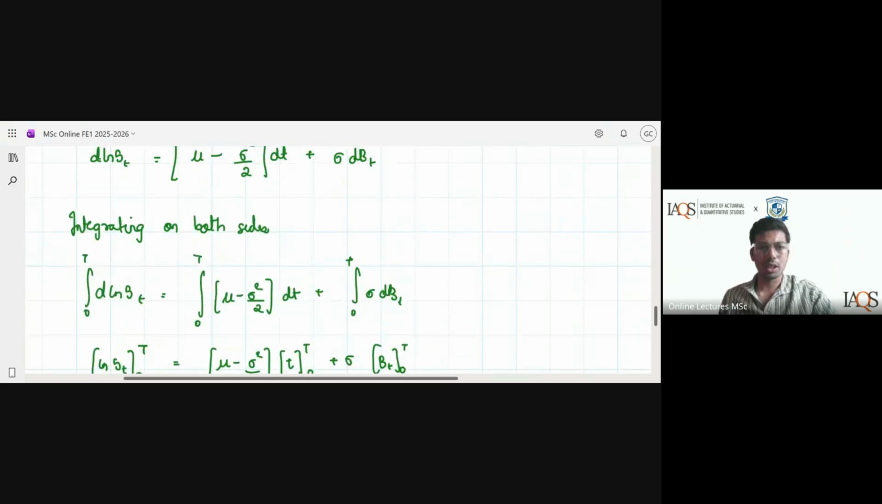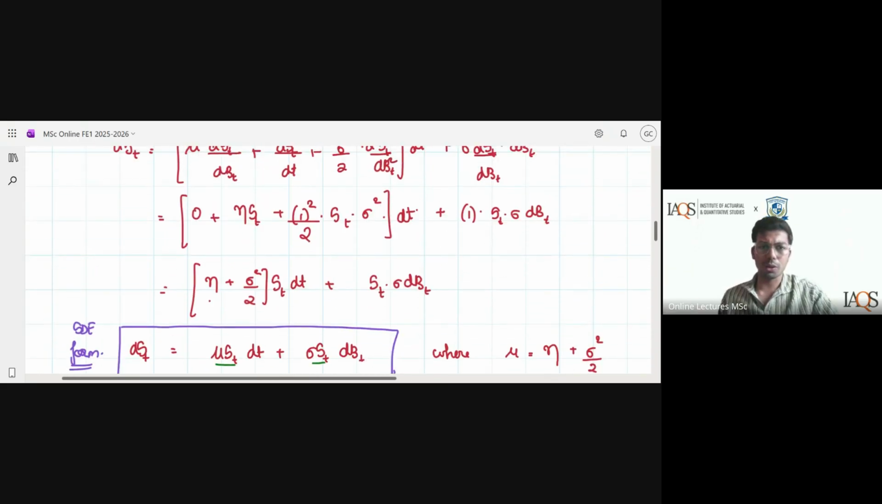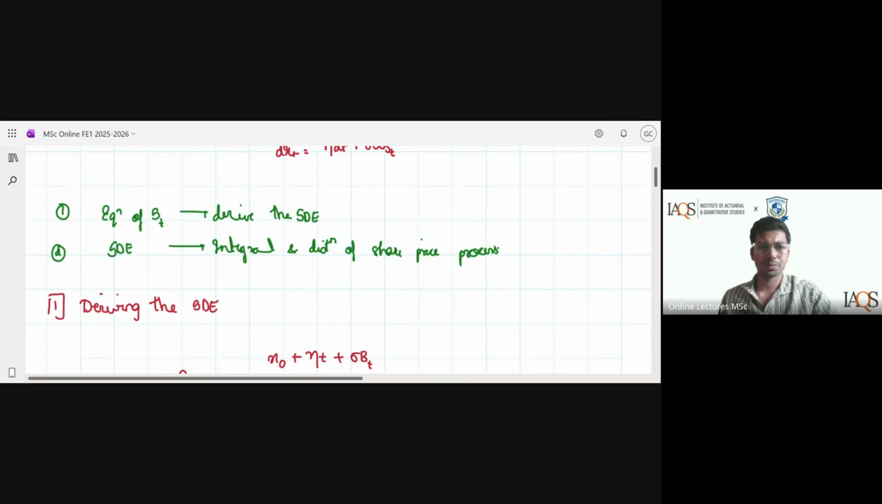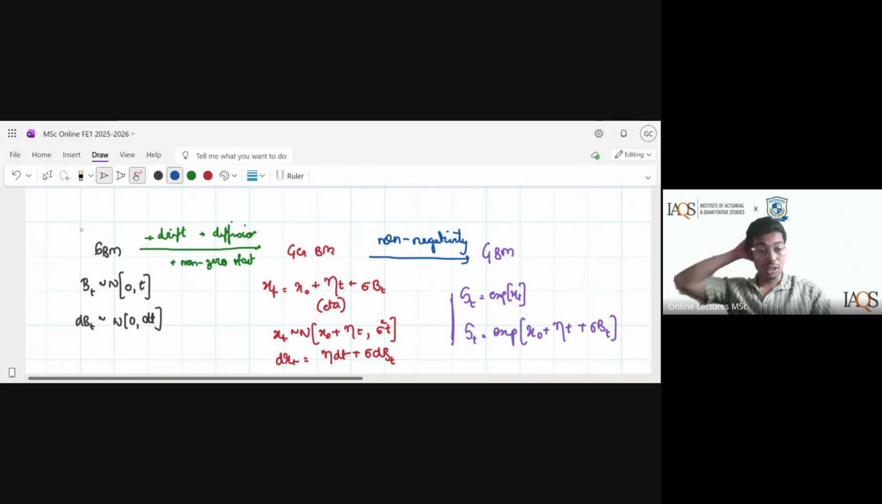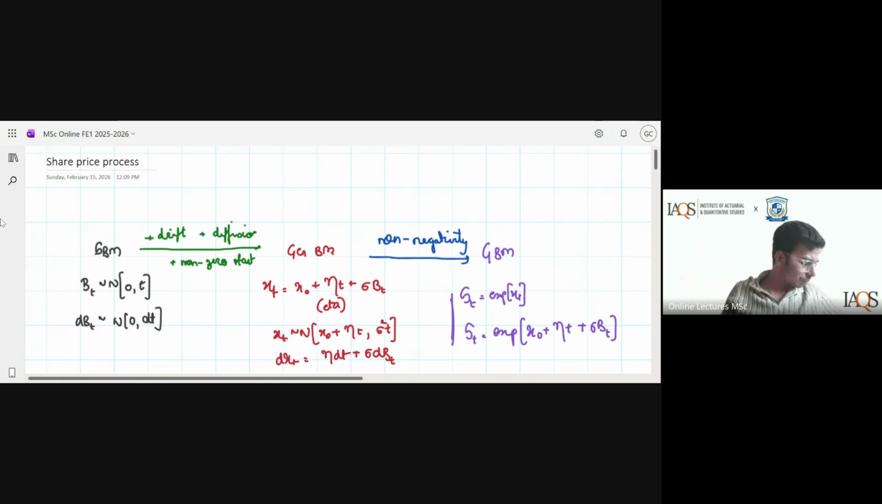Perfect. Copy this down and then we'll take a break. While copying, if you all have any questions, let me know. The title is Share Price Process.